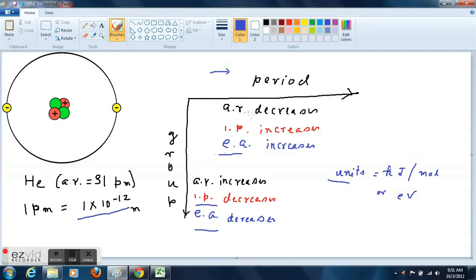So I hope now you got the idea about these three periodic properties and their units.